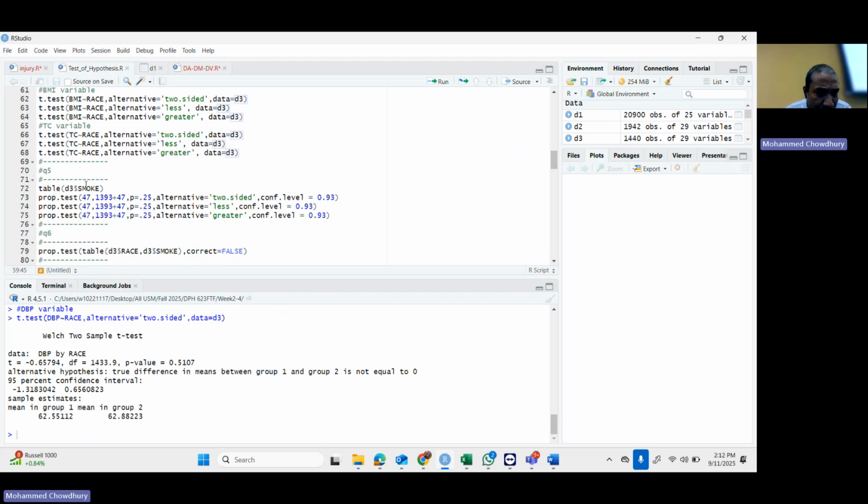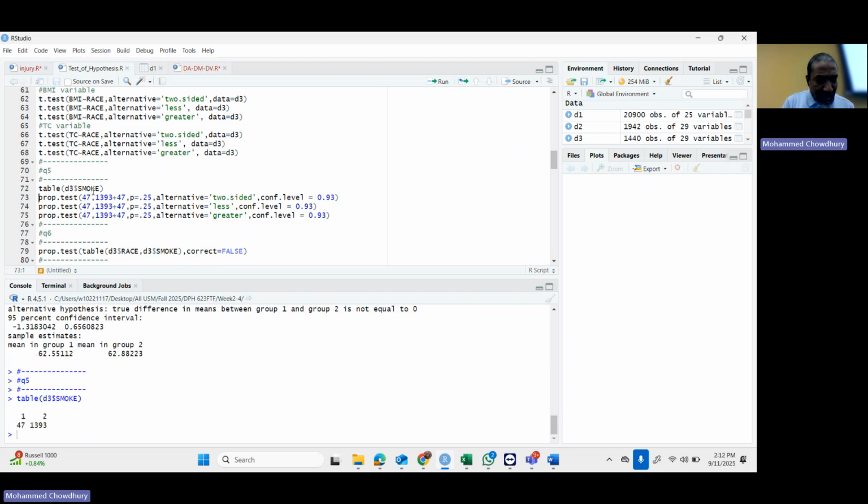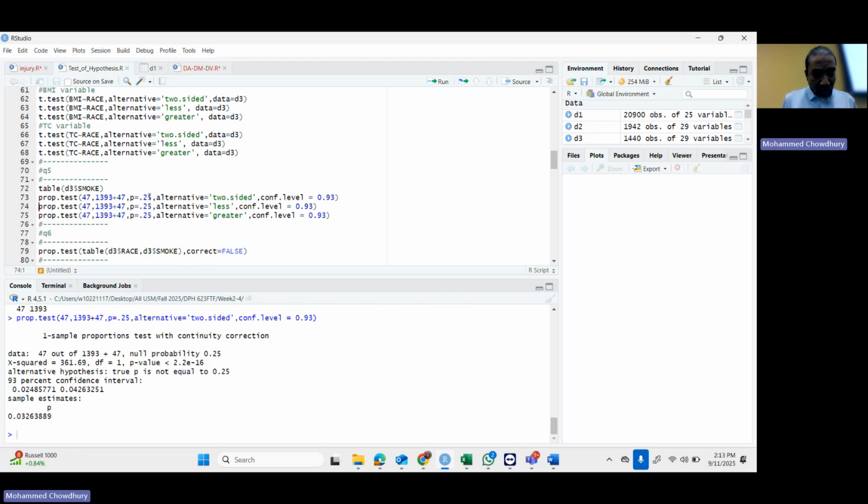So I want to find the table. Take a look at that. I run these things in here. Smoker, and then there are 47 smokers, 1393 non-smokers. So I want to test whether smokers are 25% or not. That is what I want to do. So the p value is less than 0.05, so we reject the null hypothesis. Similarly, this is true for the right sided and left sided, left tail and right tail. Clear?